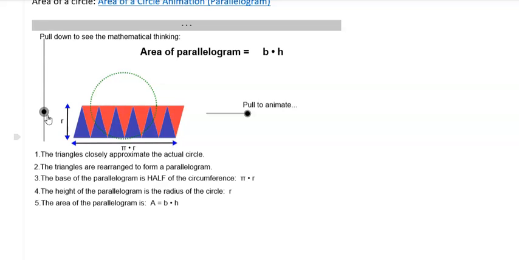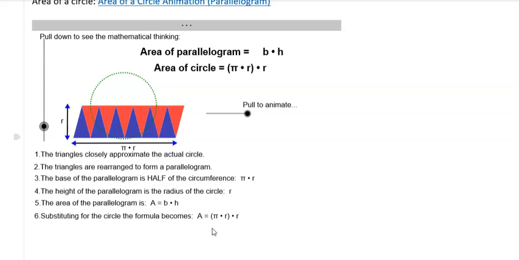And then the area of the parallelogram is base times height. So if the base is pi r and the height is r, then we end up with a formula of pi r times r, which is pi r squared. Okay, so that is the area of the circle. And that's where it comes from.